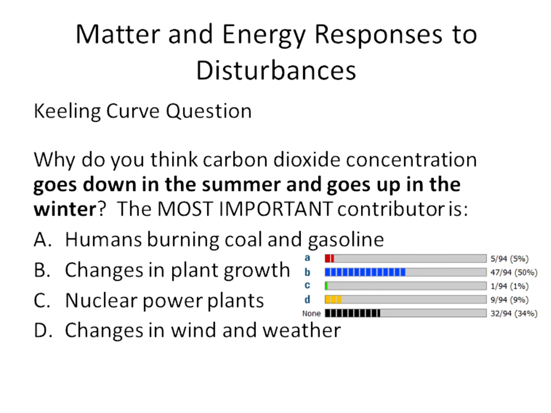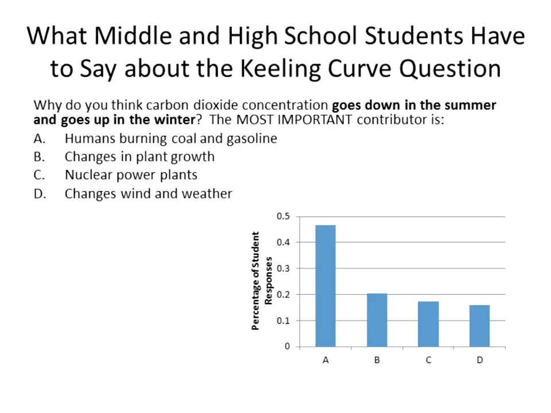So the overwhelming majority of you chose B, changes in plant growth, which is in fact the correct answer. But it is not the answer that students give most commonly. So here you can see the answers that students give, and you'll see that close to a majority, a large plurality of students, choose A, humans burning coal and gasoline, rather than changes in plant growth.